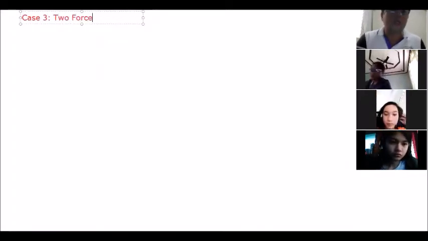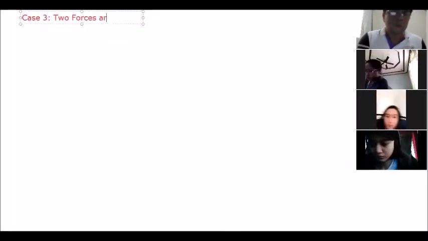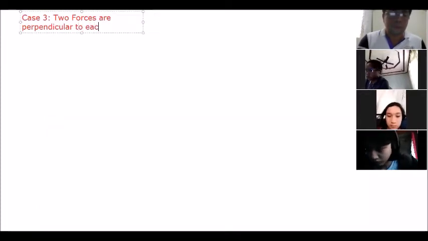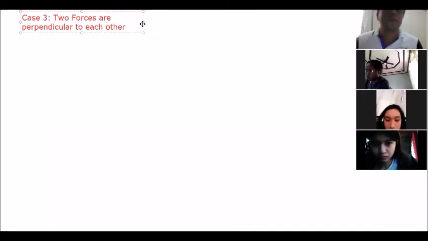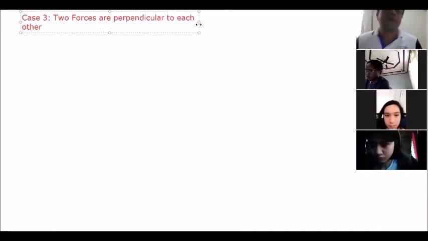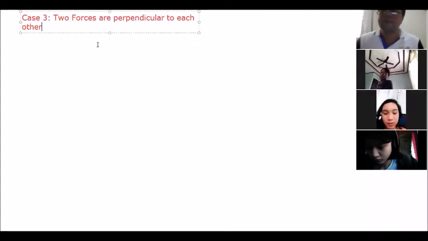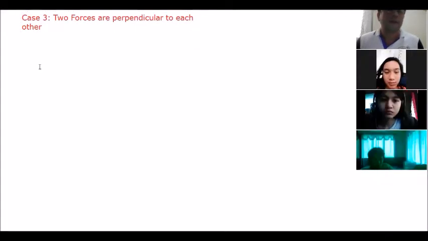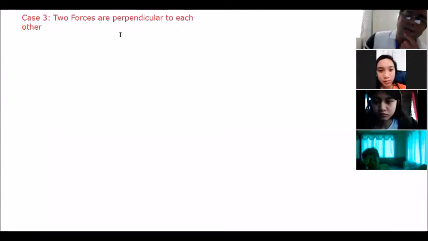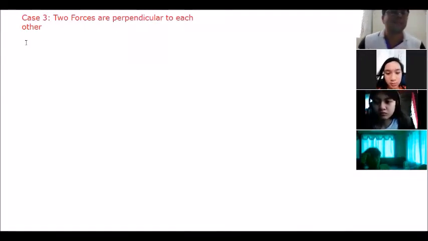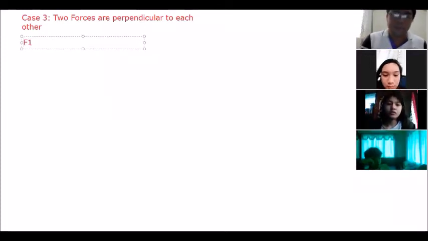are perpendicular to each other. What's another word for perpendicular? Anybody could give another word for perpendicular? Straight. Adjacent. Right angle. Perpendicular is right angle. They form 90 degrees.